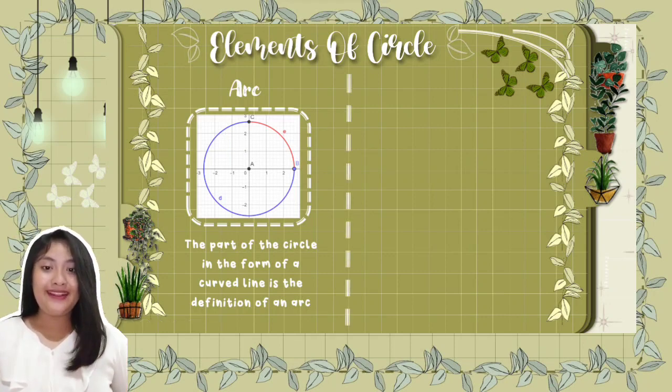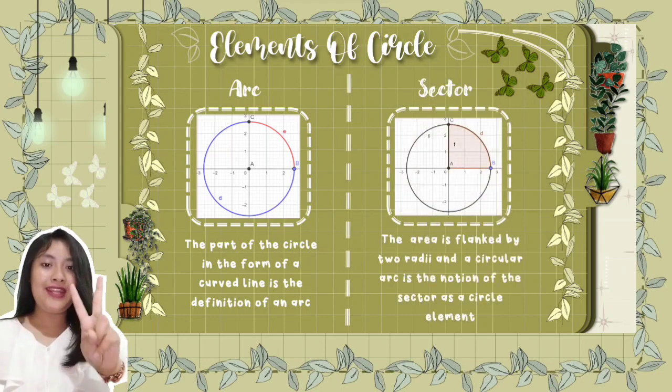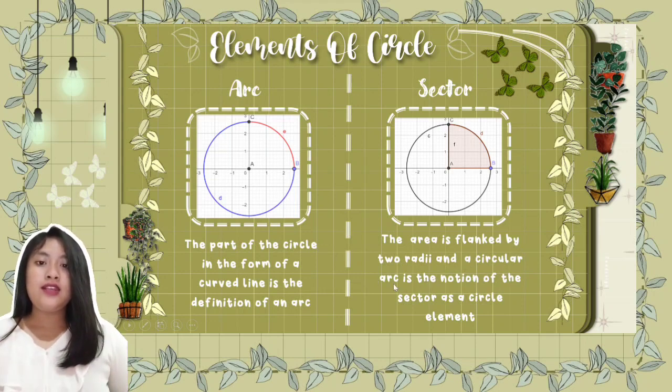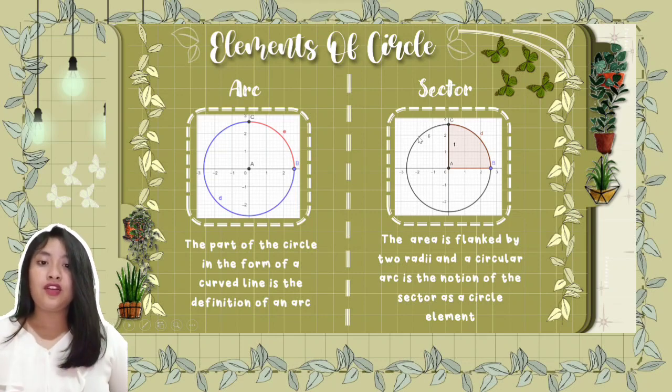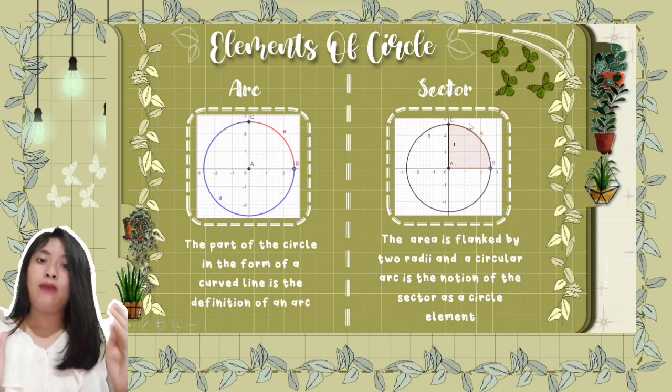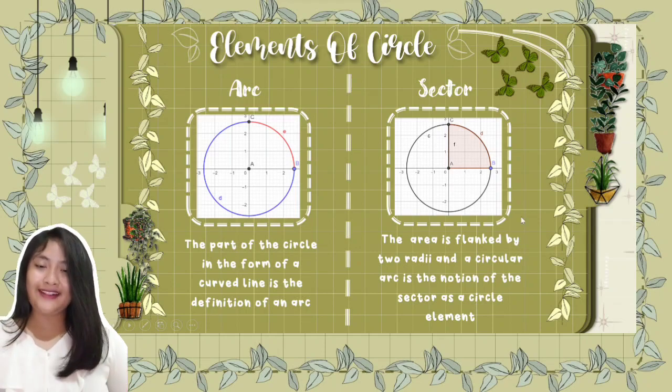The next element is sector. The area flanked by 2 radii and a circular arc is the notion of the sector as a circle element. The sector on the circle is divided into 2 parts, namely the major sector and the minor sector. The smaller area is known as the minor sector, whereas the region having a greater area is known as the major sector.